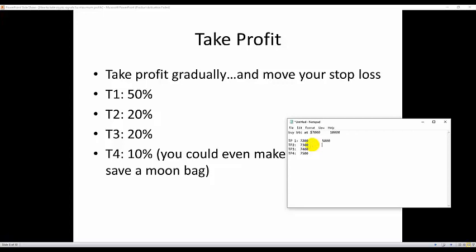TP2, what do you have now? You still have $5,000 left that is still running in that trade. So when it hits TP2, what do you do? You take 20% of $5,000.